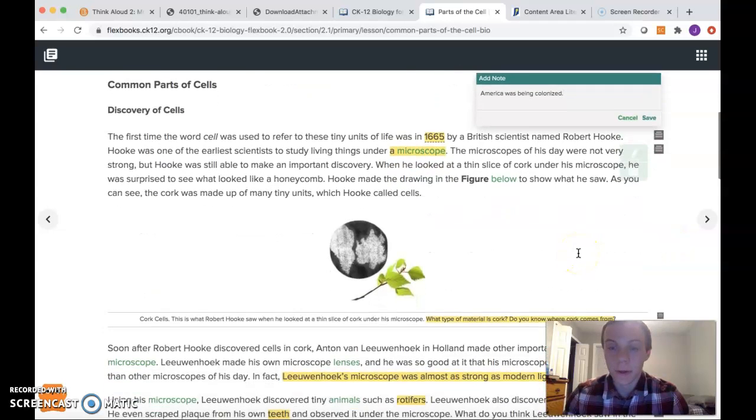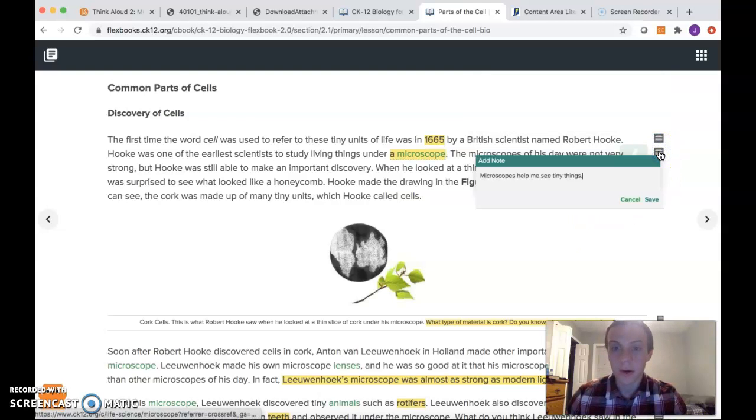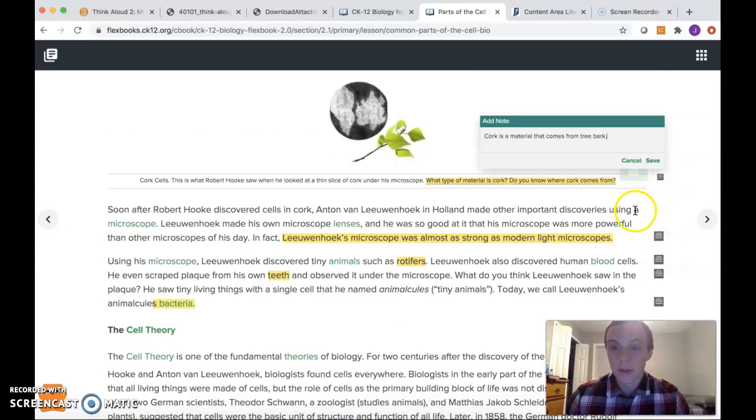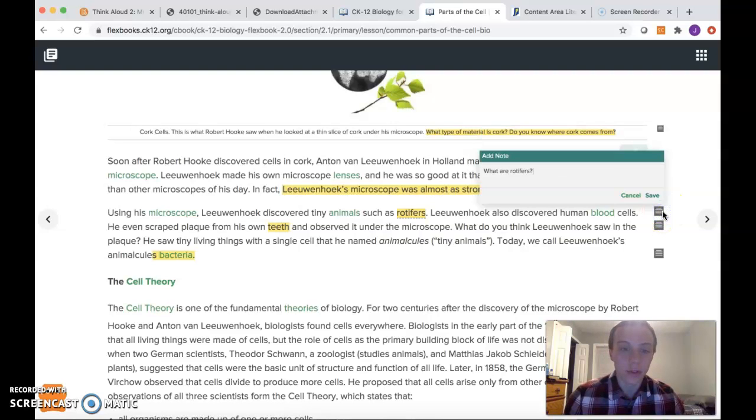Moving down, I take a note on the historical context, and this is again making connections across different subjects. Here I am looking at the prior things that I've learned about what a microscope is. And again, I'm engaging with prior knowledge here that I know what cork is. Here I have a wow moment where I'm reacting to the text about how Leeuwenhoek's microscope was so strong. Here I ask another question about something that maybe confuses me. I almost got lost there, but was able to figure out based on context what was happening.